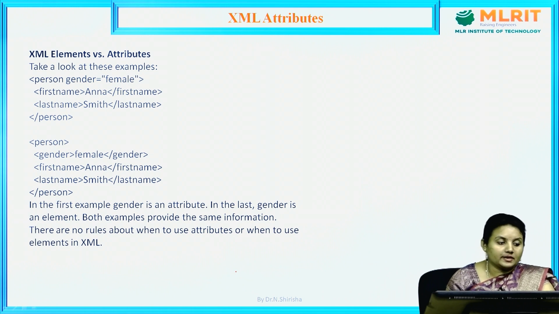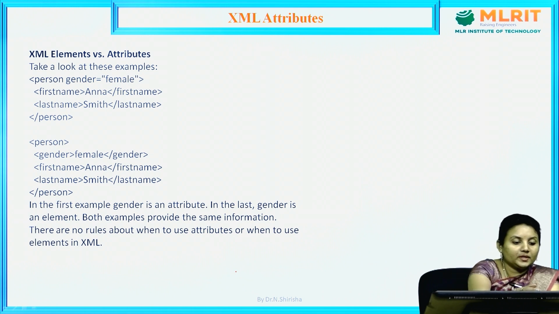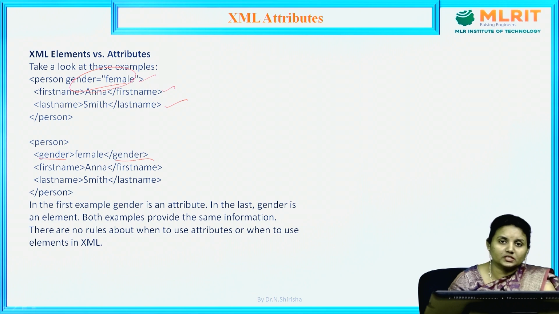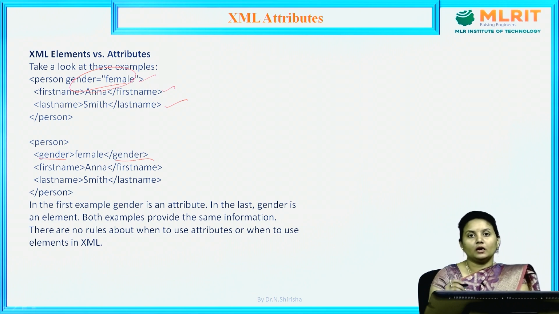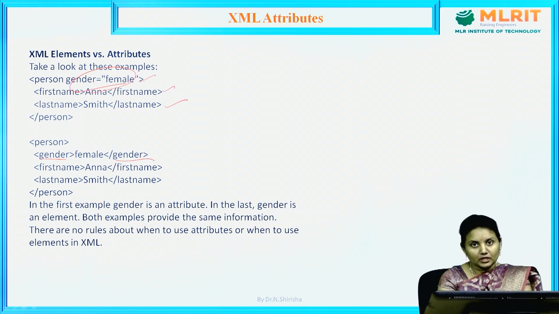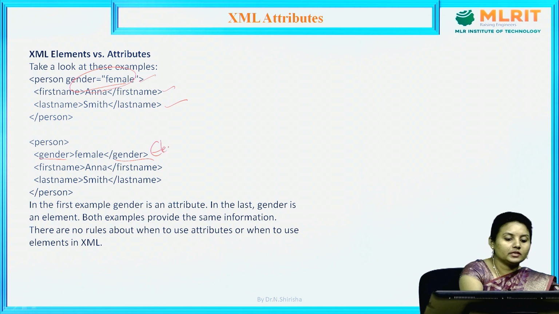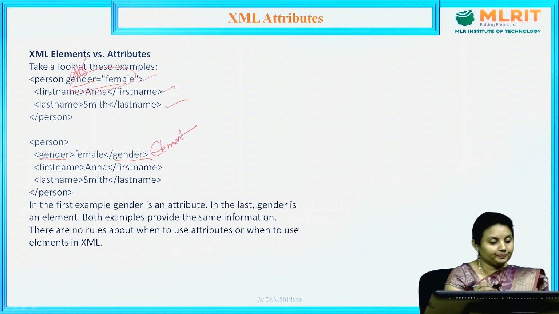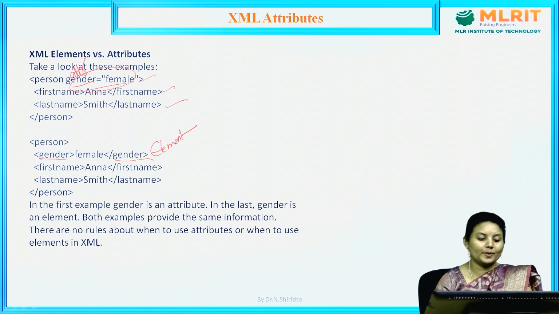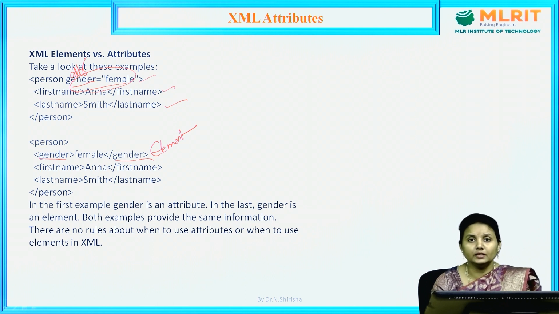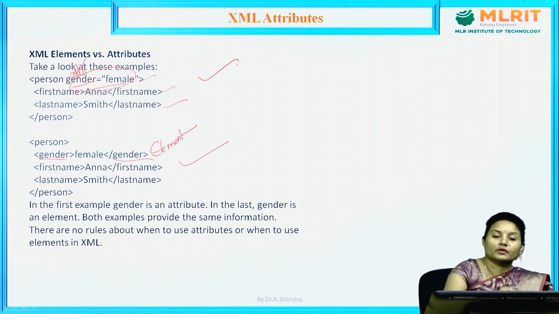XML element versus attributes. So person, gender you have given female, first name, last name. Gender you can also give as an attribute like this, or you can give it as an element. So there is no difference. You are giving the information about the gender either in the form of an element or in the form of an attribute. Both are fine. Here we are giving gender in the form of an element. Here we are giving the gender in the form of an attribute. There are no rules about when to use attributes or when to use an element. You can define it like this, or like that.